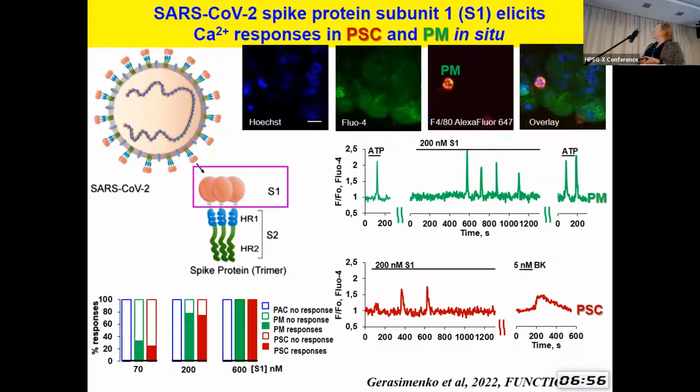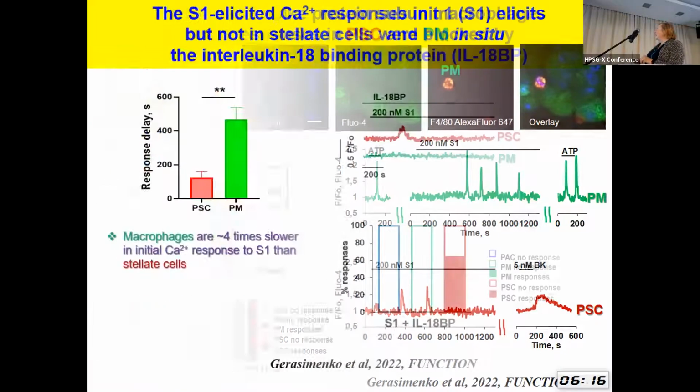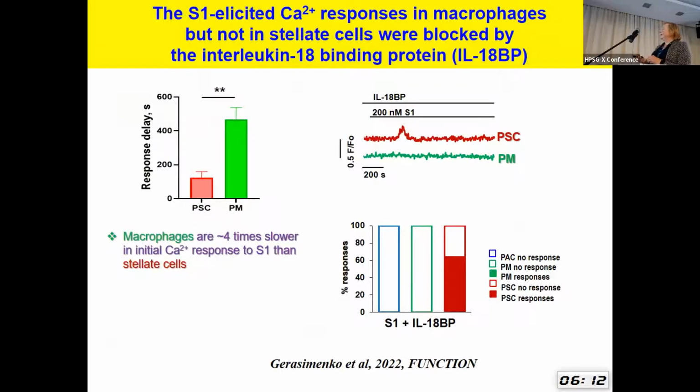What we found is that S1, at concentrations starting from the smallest 70 nanomolar up to 600 nanomolar, induces either single or trains of spikes in macrophages as well as in stellate cells. Interestingly, pancreatic acinar cells do not produce any calcium signals to S1 in the time frame of these experiments. These responses, which are produced in a dose-dependent manner, must be very important in the propagation of the inflammatory response in the pancreas.